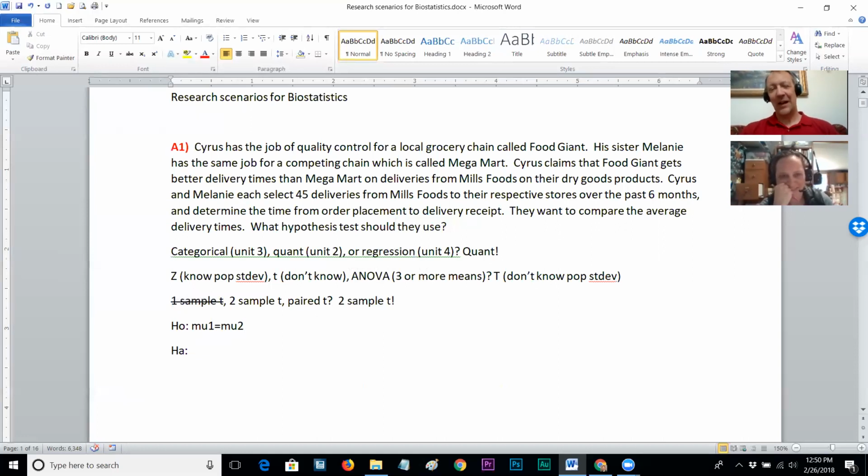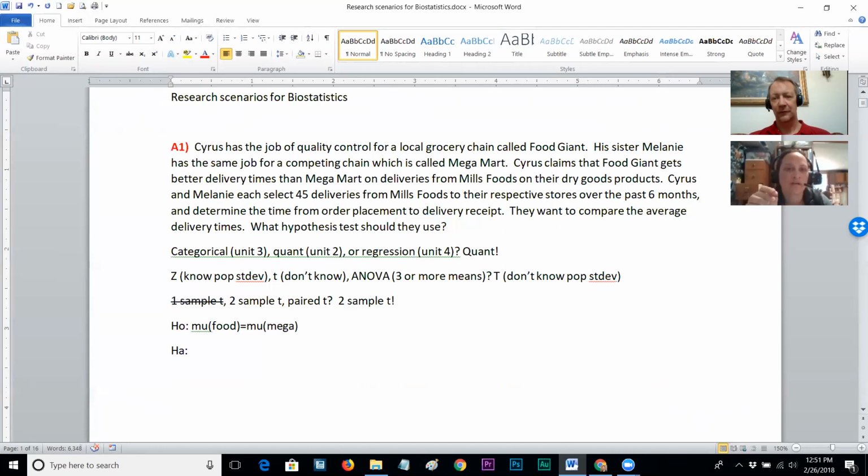Now, what's the alternative hypothesis? And in fact, instead of saying mu1, let's say mu Food Giant versus mu Megamart, just so that it's a little more descriptive. They want to compare the average delivery times. I don't see a greater than or less than, so I would just say mu food is not equal to mu mega. Now think about it. What does Cyrus claim? Cyrus claims that Food Giant gets better delivery times.